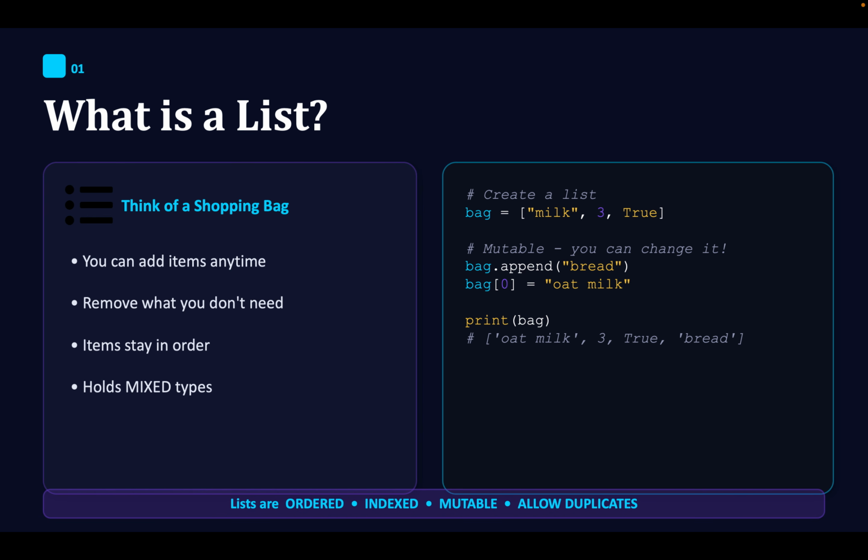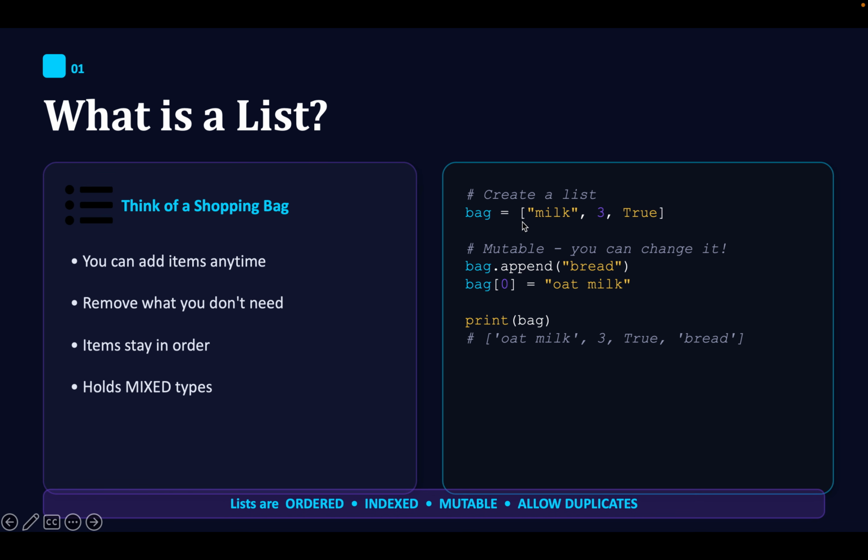That is, a Python list can hold mixed types. The keyword you have to remember here is mutable. That is, you can change it. The list can be changed. For example, here in the bag, initially the list contains milk, 3 and true. These are mixed items, right? 3 is an integer, milk is a string, and true is a logical (boolean) value.